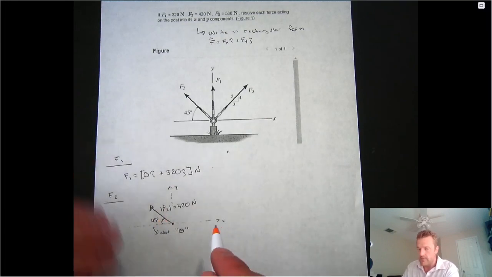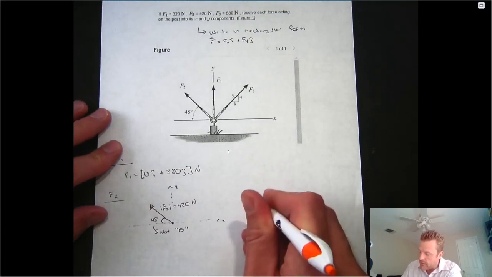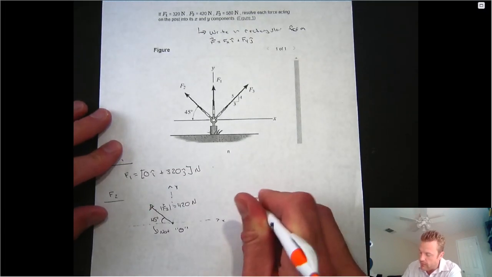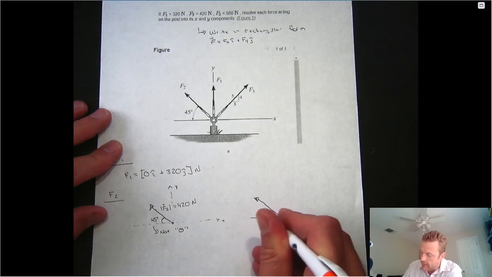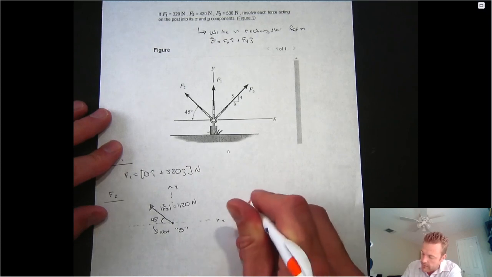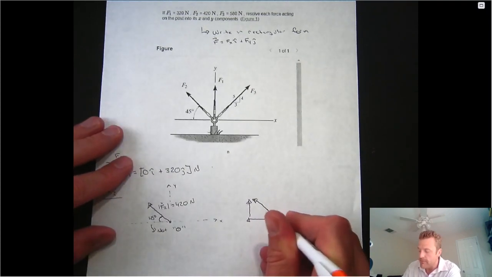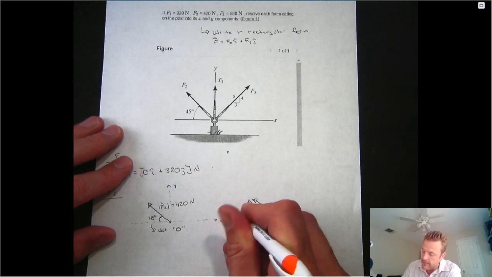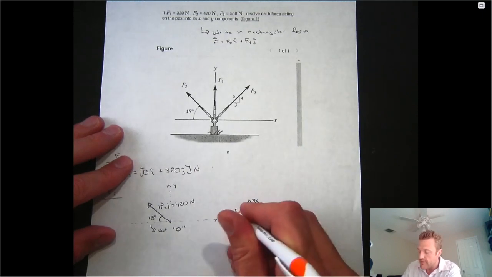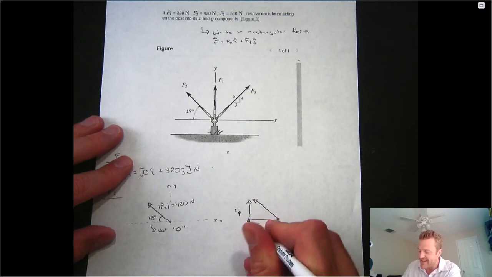So an easier way to do this problem is just to redraw this again, and draw a force triangle where you represent each of the side lengths by vectors which are parallel to the x and y component. And what I mean by that is, this is the x component. Sorry, I should say this is the y component. Sorry, long day already. This is the x component.